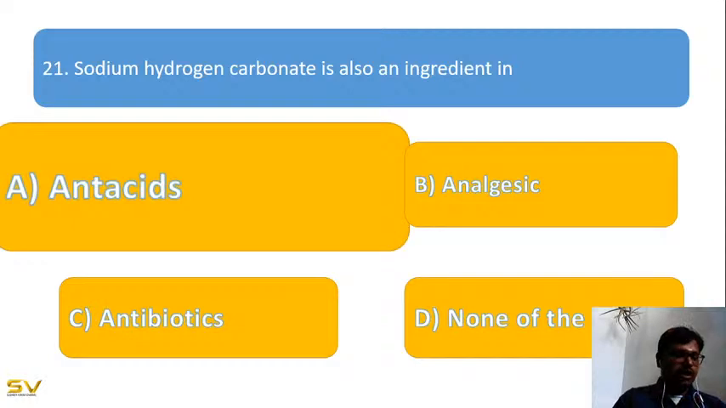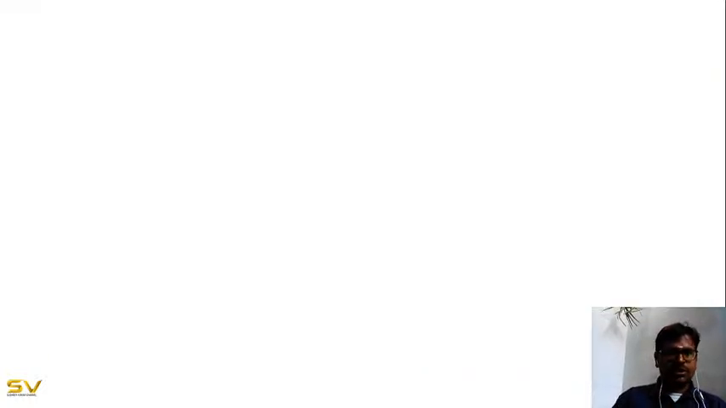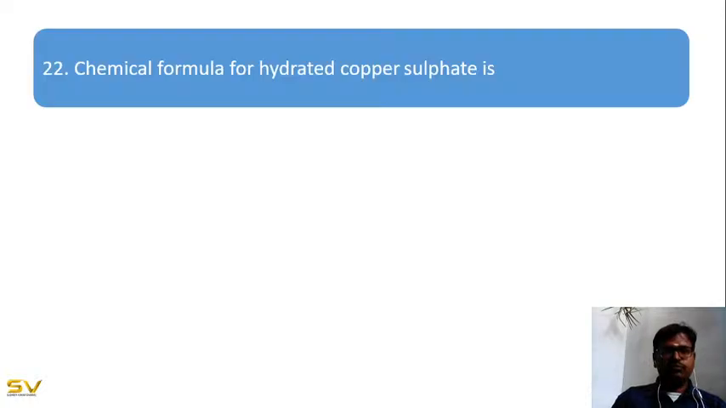Antacids are what we take whenever we are suffering from acidity. We take antacid tablets. Milk of magnesia is also taken for that, and Eno, all these things. So sodium hydrogen carbonate is used as an ingredient in antacids. Then coming to the next question, the chemical formula for hydrated copper sulfate.